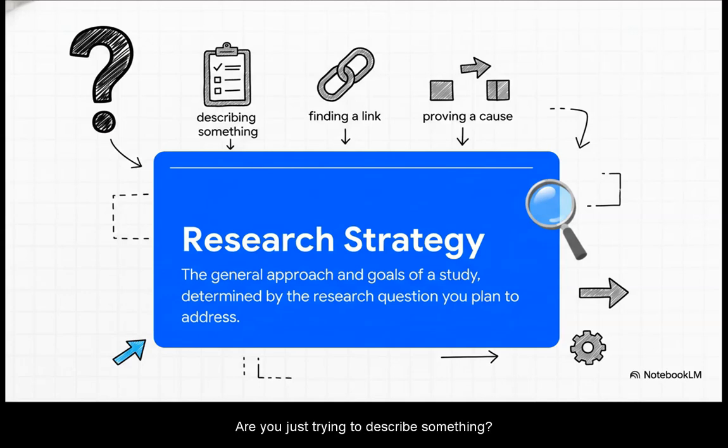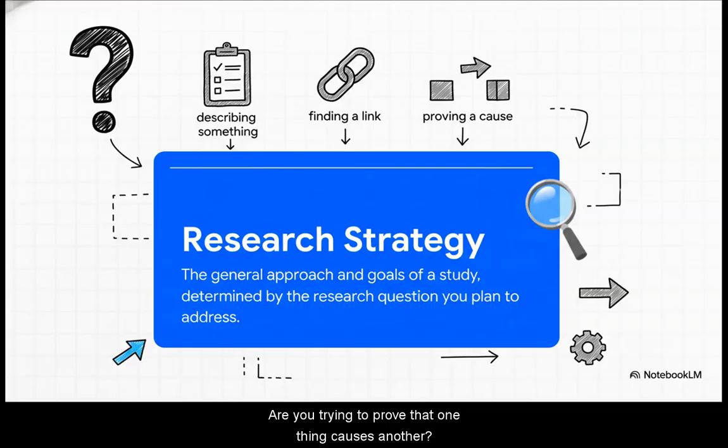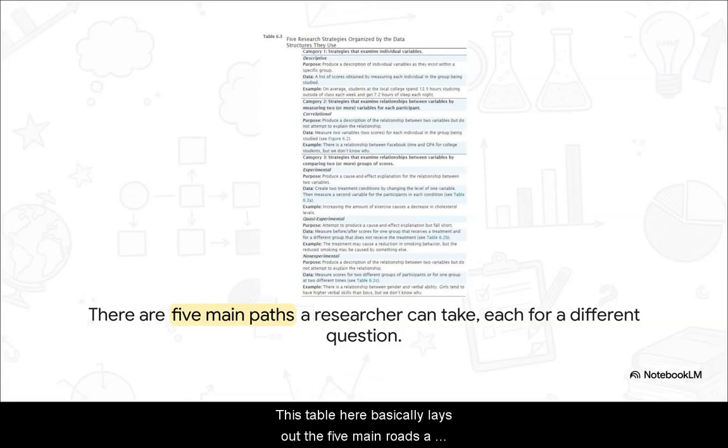Are you just trying to describe something? Are you looking for a link? Or are you trying to prove that one thing causes another? Each of those needs a totally different strategy. This table here basically lays out the 5 main roads a researcher can go down. You've got descriptive, correlational, experimental, and a couple of others. Now, they're all useful, but we're going to zero in on the 3 big ones that you're most likely to bump into when you're reading the news.